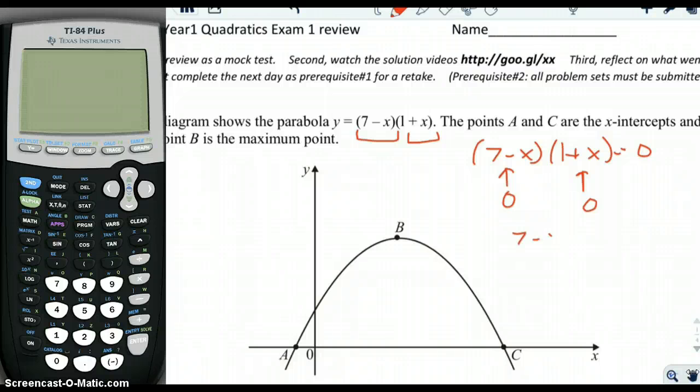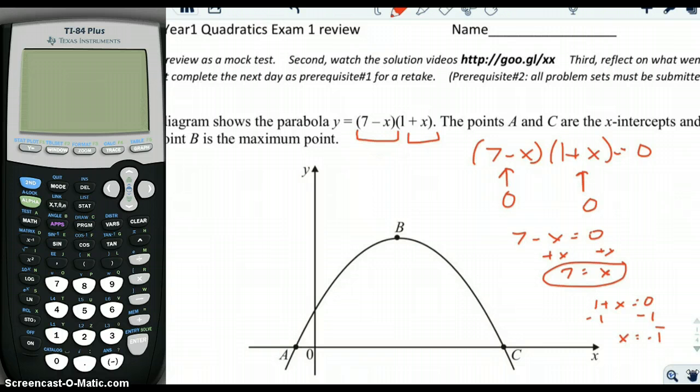So 7 minus x equals 0. Let's see what x makes that 0. Well, we'll just use algebra. We will add x to both sides, and that would give us 7 equals x. So that's one of the solutions, 7 equals x. The other solution would be 1 plus x equals 0, and we will subtract 1 from both sides, and that would give us x equals negative 1.